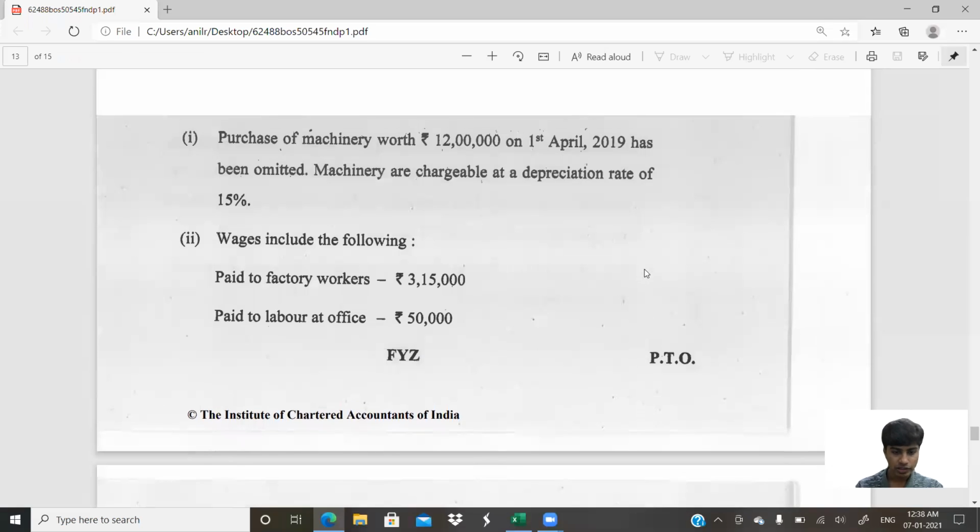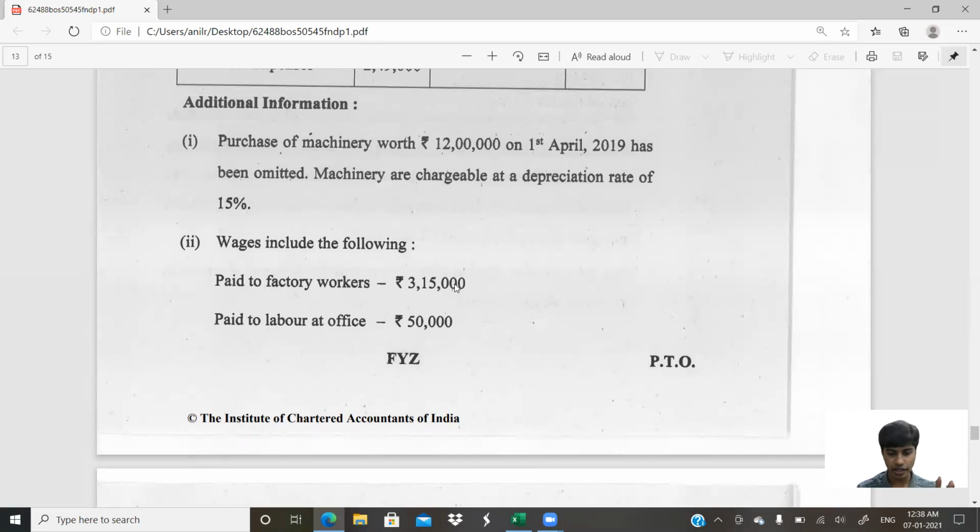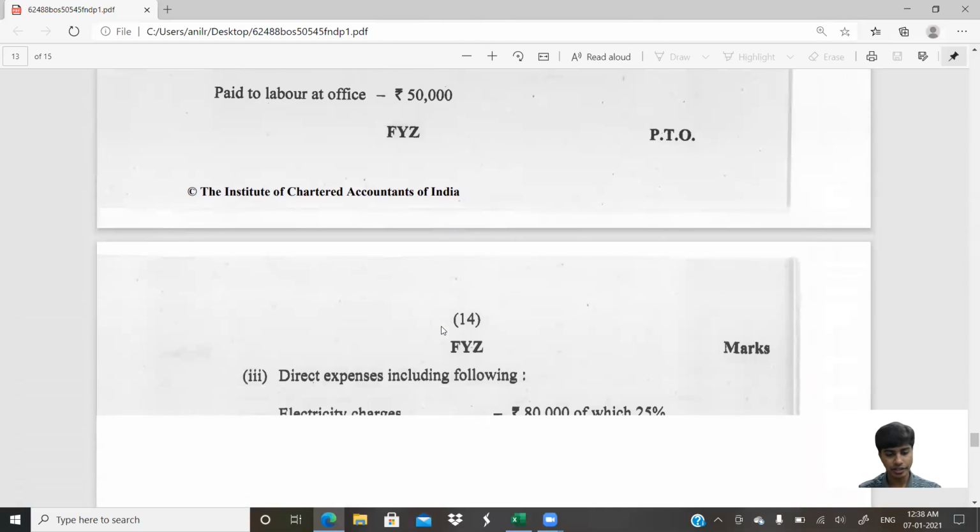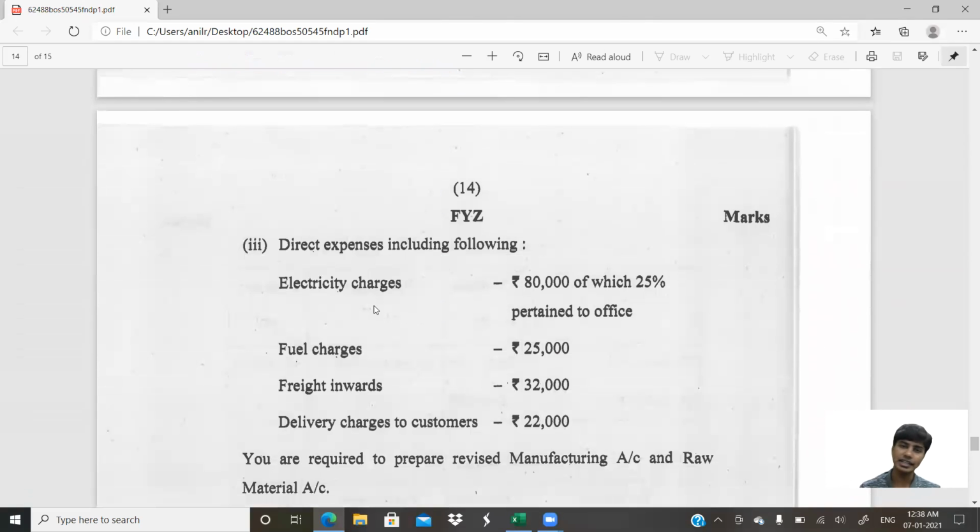Like this one. See here, factory workers, it's correct. 3,15,000. It is to be included. 50,000 is wrongly included, so we eliminated it. Come on, let us see direct expense. First one, electric charges. Yes. Now tell me, electric charges, is it an expense in manufacturing, trading, or P&L?